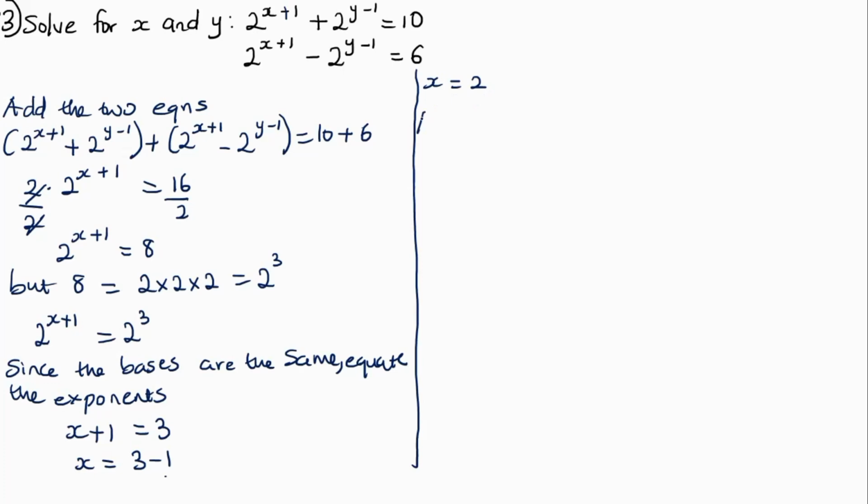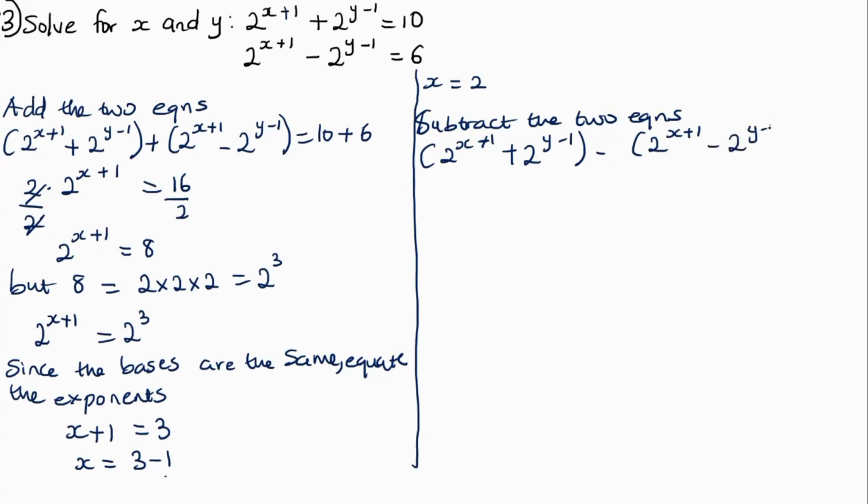Then for y, what we want to do is to subtract the two equations for y. So subtract the two equations for y. We have 2^(x+1) plus 2^(y-1) minus 2^(x+1) minus 2^(y-1)... doing this, we're going to have 2 into 2^(y-1). If we simply expand this, 10 minus 6 is 4.